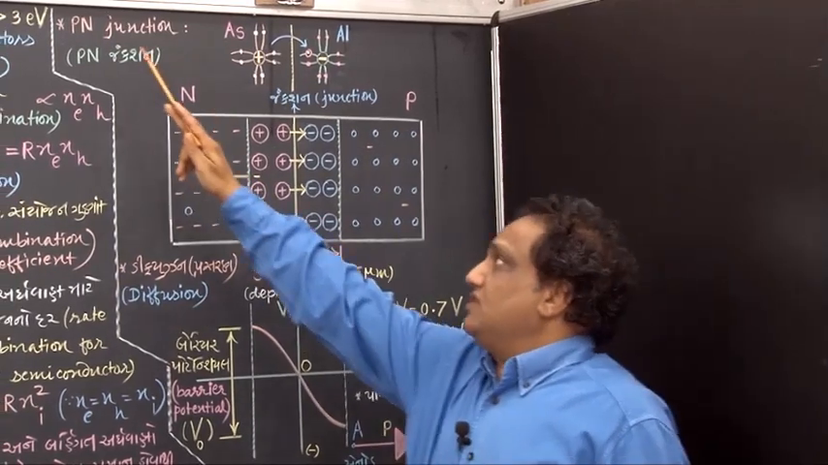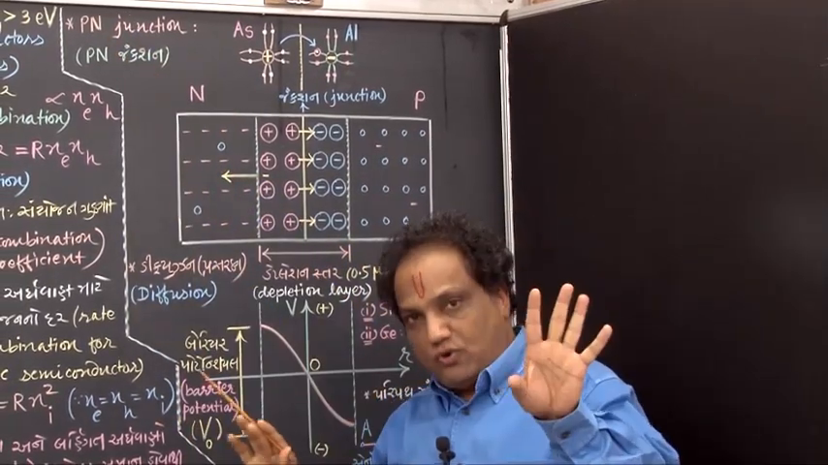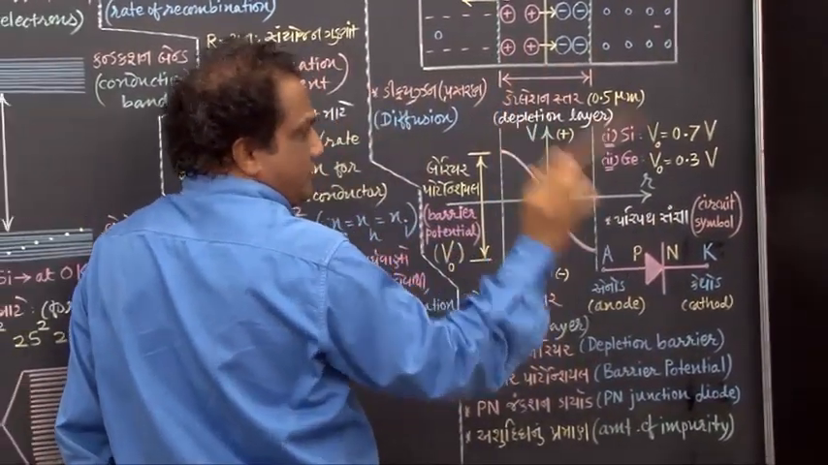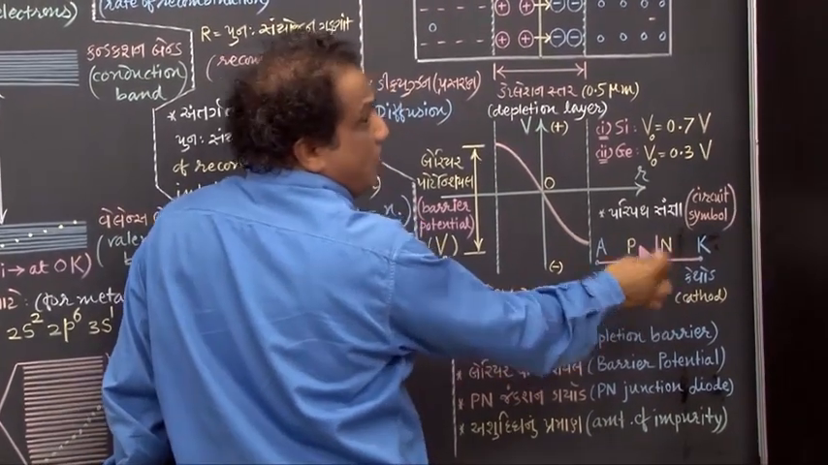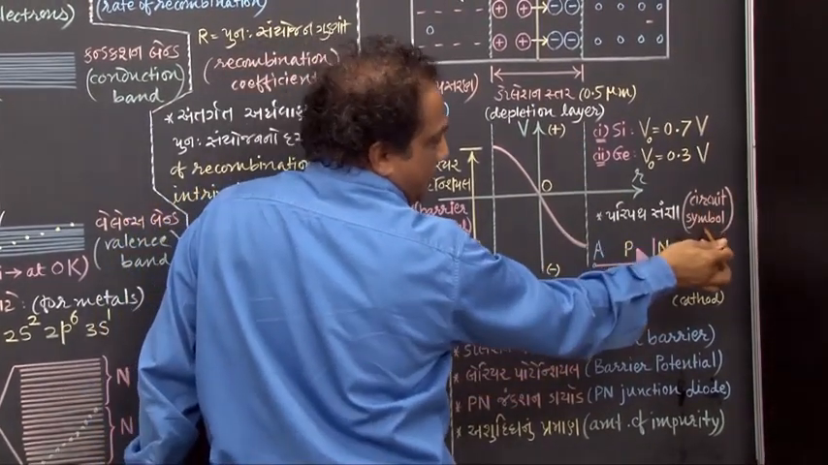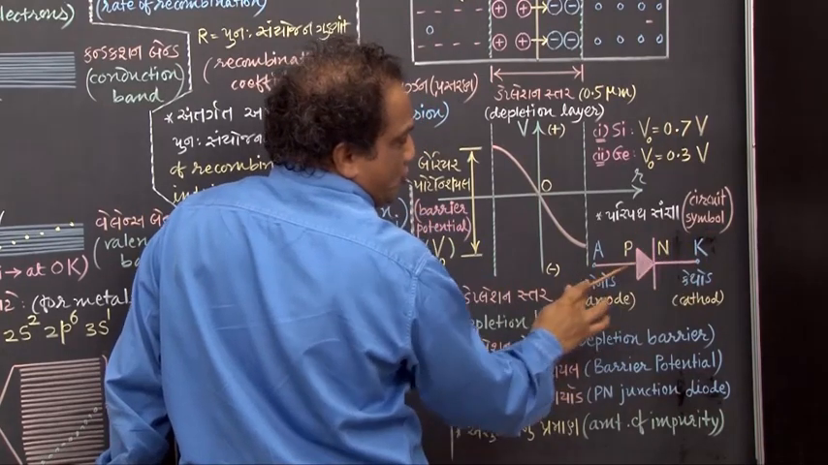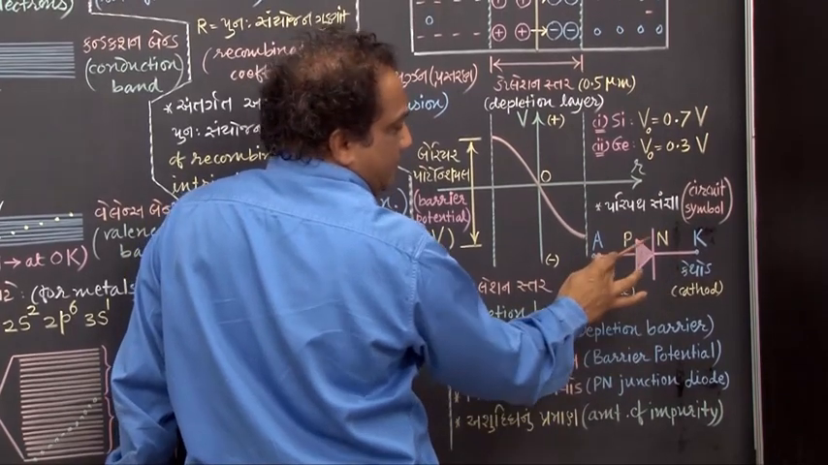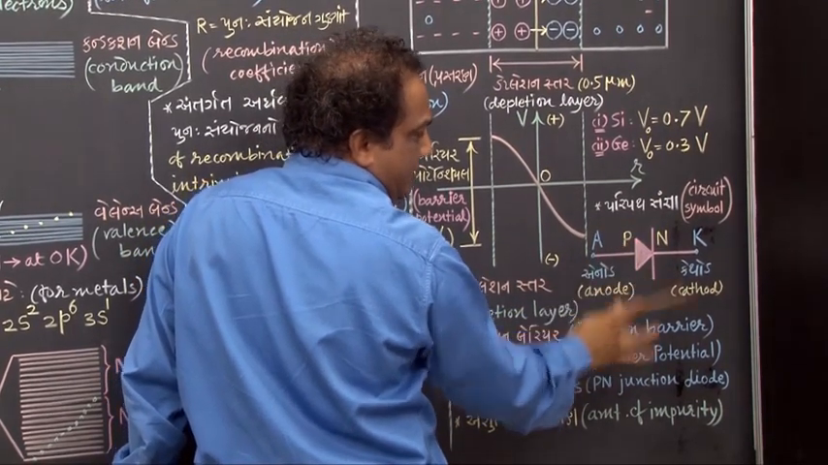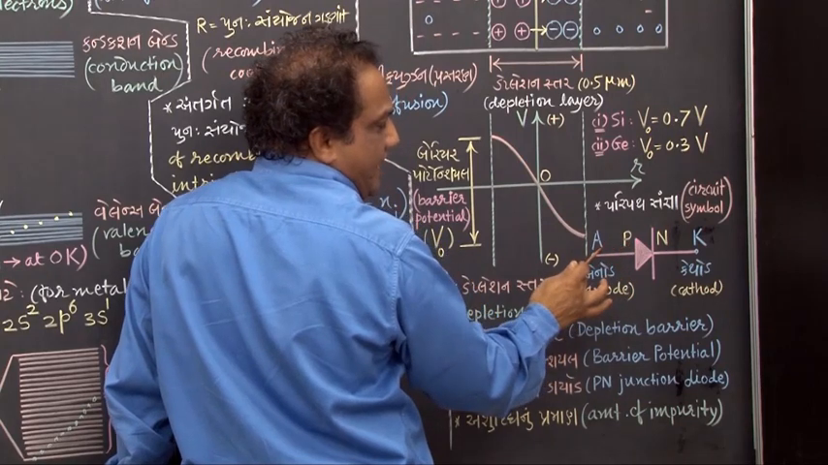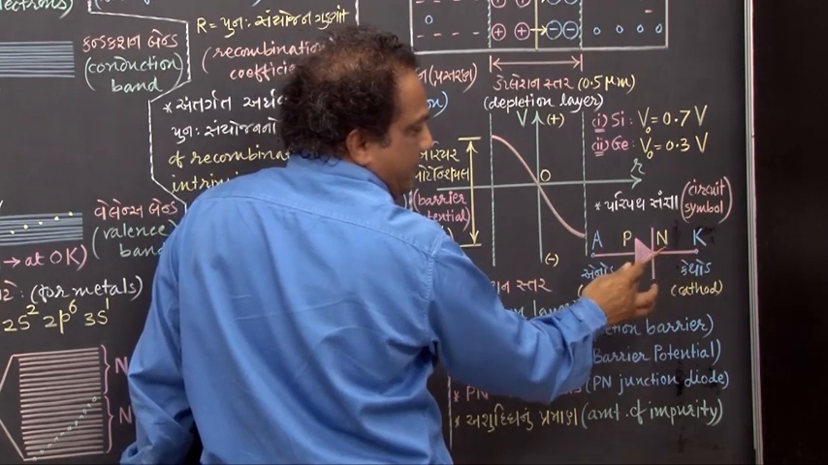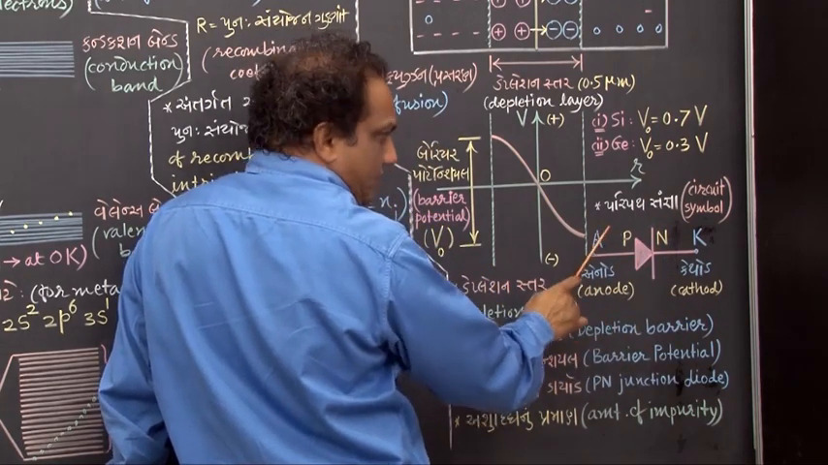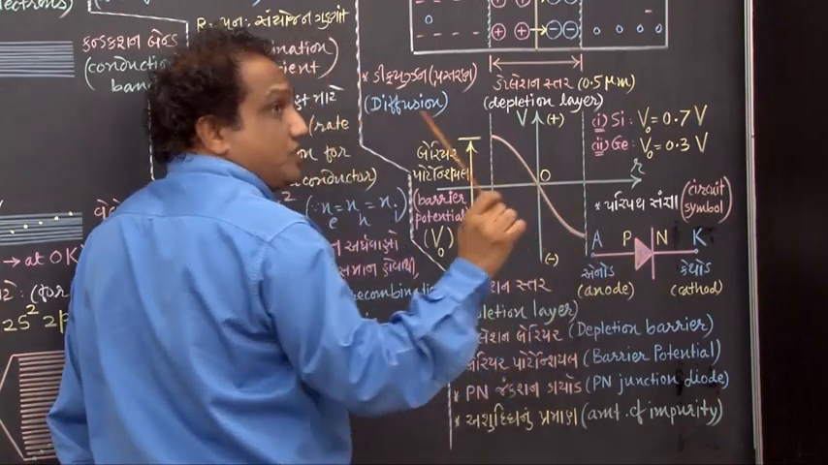So from now onwards, the PN junction we will call a PN junction diode, and this is the circuit symbol for it. Whenever we want to show a PN junction diode in a circuit, we use this symbol. In this symbol, show one arrow and fill this part with a dark color, and write P here and N here. The P-type semiconductor is the anode, and the N-type semiconductor is the cathode.